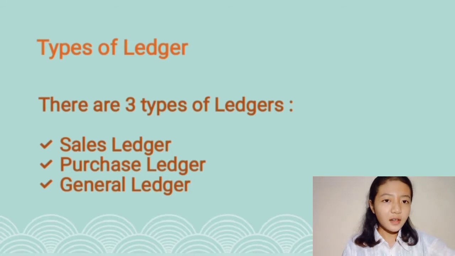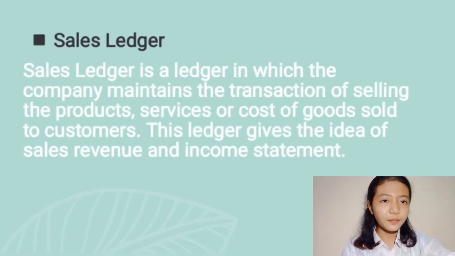Types of ledger. There are three types of ledgers: 1. Sales ledger, 2. Purchase ledger, and the last, general ledger. A sales ledger is a ledger in which the company maintains the transactions of selling products, services, or goods to customers. This ledger gives the details of sales revenue and income statement.